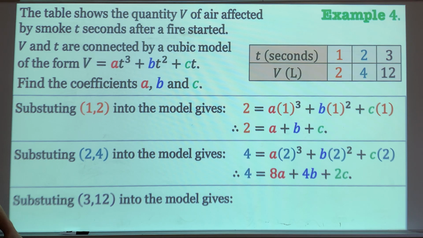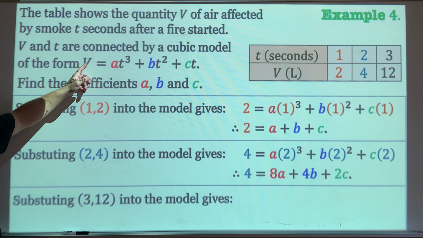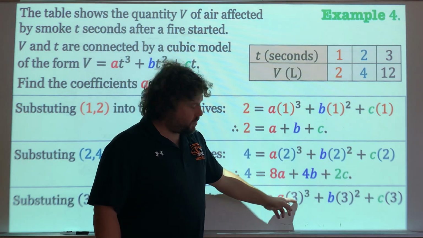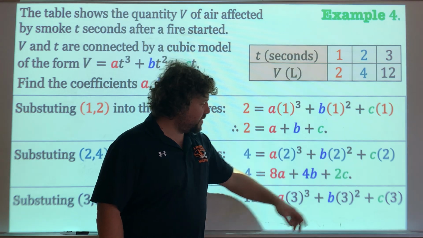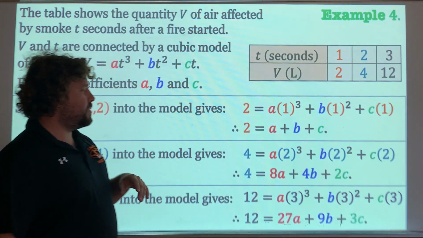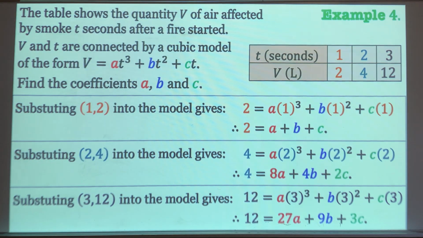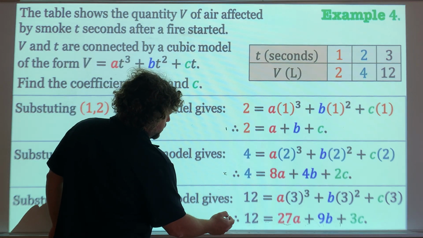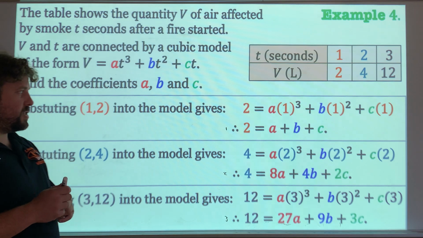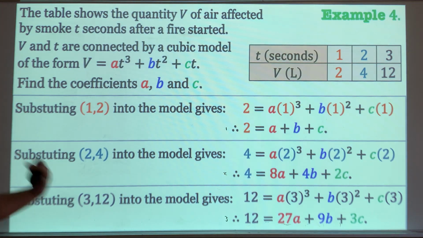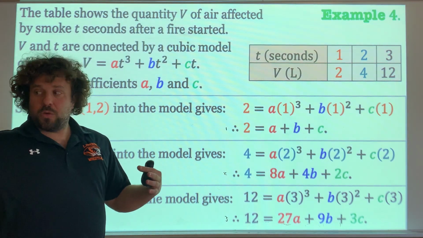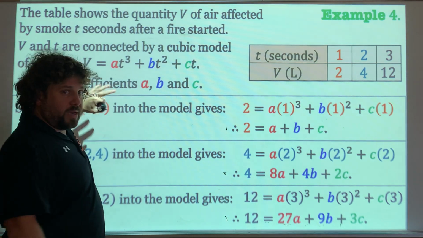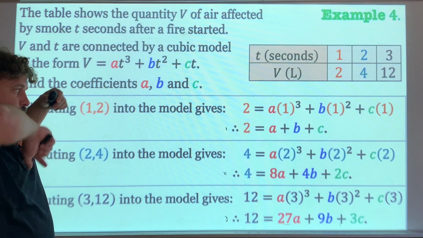Substitute 3, 12 in now. 12 for V, 3 for t. 12 equals A times 3 cubed. 3 times 3 times 3 is 27. Plus B times 3 squared, which is 9, plus 3C. All right, so now I got myself my 3 equations, and I'm going to use those 3 equations with the calculator to find out what A, B, and C are, and then that's going to give me an equation, a model.